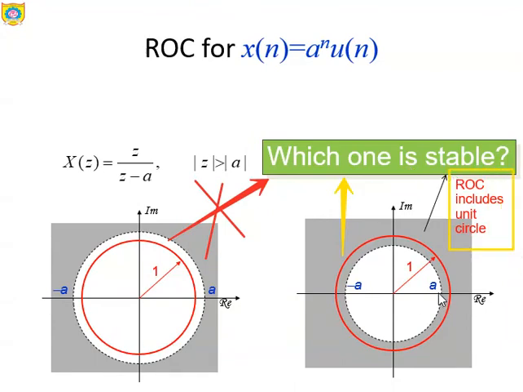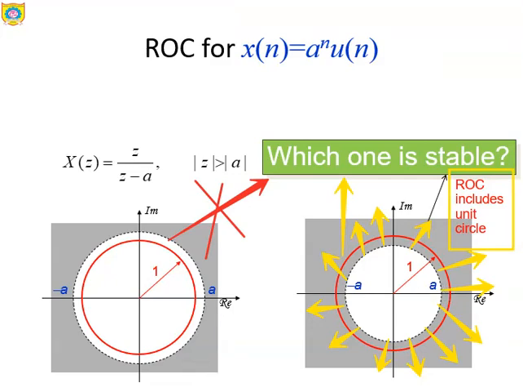Why is it so? Because the ROC includes the unit circle. So what is the ROC for this particular case? The outer part, this entire shaded region which extends till z equal to infinity, is nothing but the ROC, and this ROC includes this unit circle which is just provided here with the red color. So this is included over here in the ROC. That is why we can say in this particular example we will have stability only when a is less than 1.